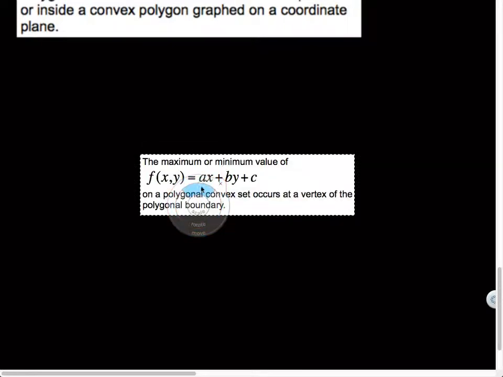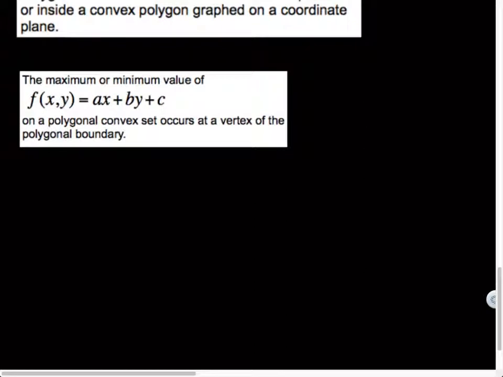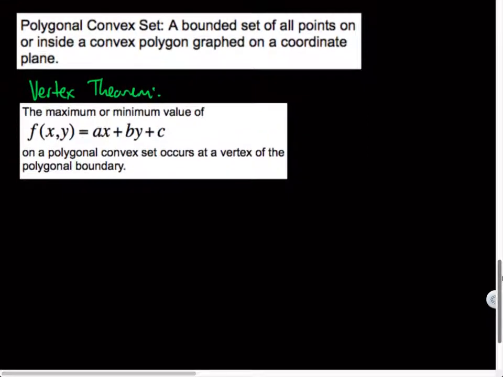But let's write this concept down. This is called the Vertex Theorem. I guess I should label it first. Vertex Theorem. And I'll give you a chance to write this. So the Vertex Theorem says that the maximum or minimum value of some function, f of x, y equals blah, blah, blah, on a polygonal convex set, that's referring to our shaded region, right, occurs at a vertex of the polygonal boundary.